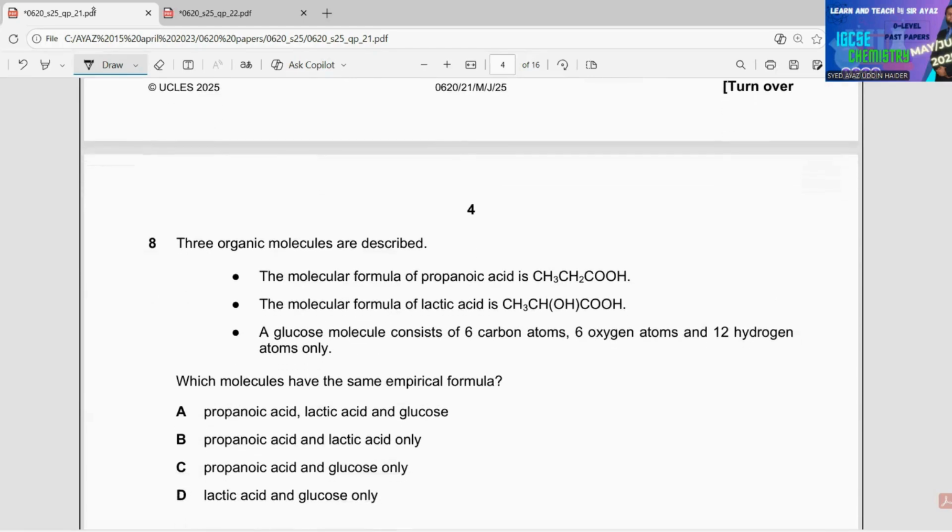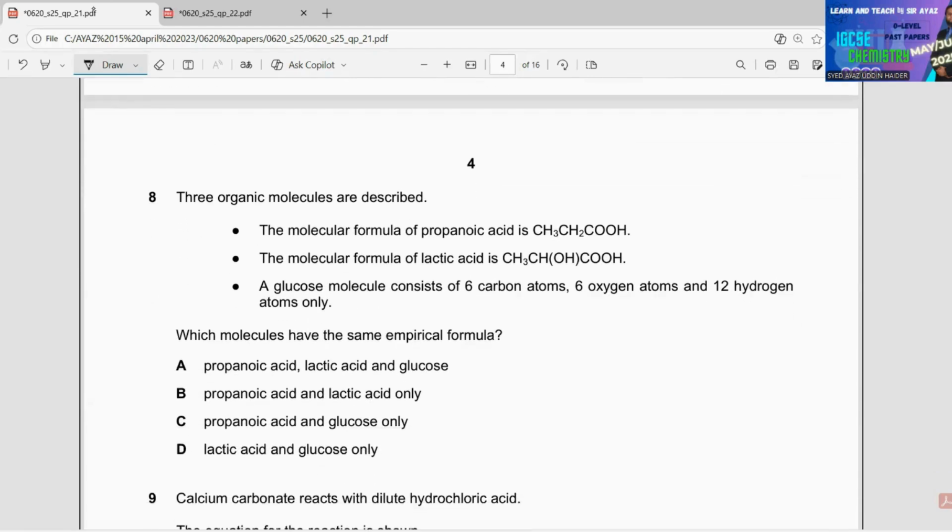8. Three organic molecules are described. The molecular formula of propanoic acid is CH3CH2COOH. The molecular formula of lactic acid is CH3CHOHCOOH. A glucose molecule consists of 6 carbon atoms, 6 oxygen atoms, and 12 hydrogen atoms only. Which molecules have the same empirical formula? For this, we need to write down the empirical formula of each of these.